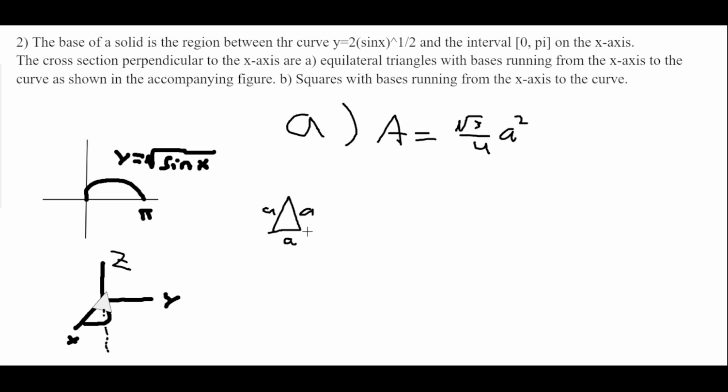And the sides are the same everywhere. So since we know one side, we know that one side to be this base right here. So we know that the base is going from the x-axis to the curve. So to have the value of this distance, we could just do 2 root sine x minus, well, the x-axis is just y equals 0. So it's really just 2 root sine x.